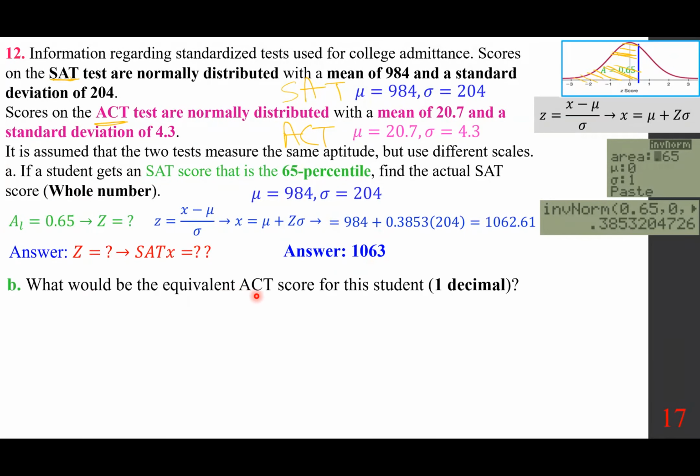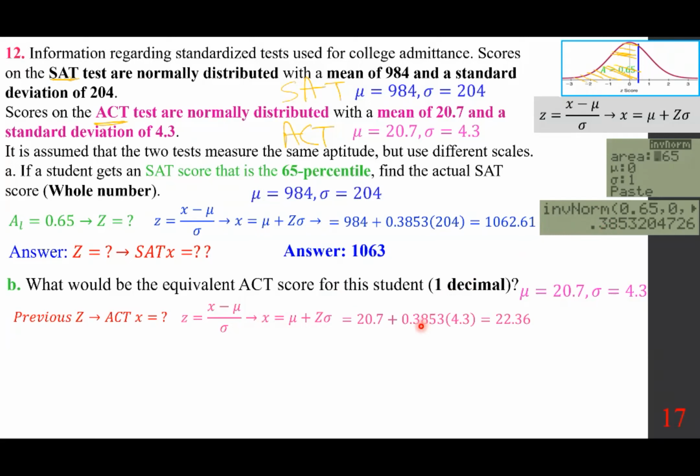What would be the equivalent ACT score for the student? And we want to use 1 decimal. So that means we want to use exactly the same formula, x equals mu plus z sigma. This time we're going to use the mu and sigma for ACT and the same z that we found here. Mu is 20.7, sigma is 4.3 for ACT. So we're going to plug in here. The only thing missing is z. We already found it from the previous step. So this is the same z, everybody.